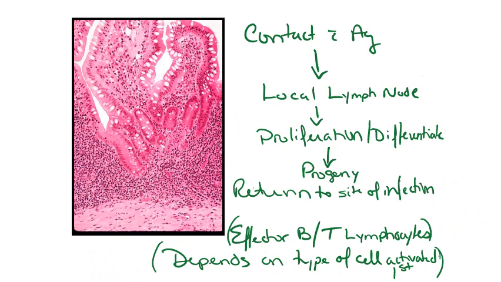The progeny will then return to the site via the lymphatics into the bloodstream back to the site. So this is where we are going to have our effector B and T cell, which have been activated. And which one is activated depends on the type of cell that first encounters the antigen or has been activated with the antigen presenting cell. So we see right here, all these black dots, again, are going to be diffuse lymphatic tissue, and those are all lymphocytes.